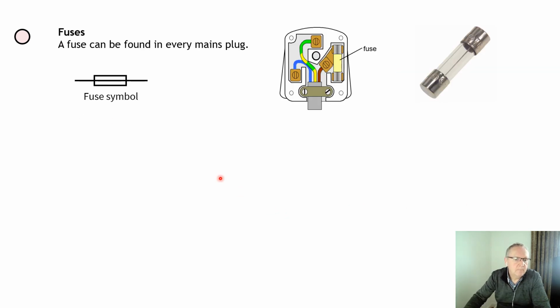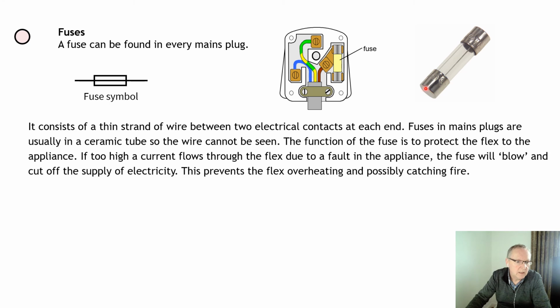Okay, last thing is a bit more about fuses. So that's where the fuse is in a mains plug in the UK. And that's what it looks like, or can look like. The ones you get usually are ceramic, so you can't see it, but basically a fuse is just a wee thin piece of wire. There's a symbol for a fuse. It doesn't look unlike the actual thing that a fuse is like. And it consists of a thin strand of wire with 2 electrical contacts.